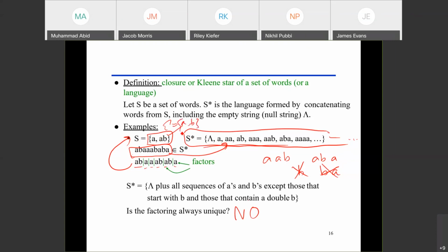Summation is your basic building block, and from summation you make another language S, which is composed of two words, A and AB, and then you apply Kleene star on your language, and you get another language, which is S star. Okay. Gotcha. Thank you. Great. Thank you.